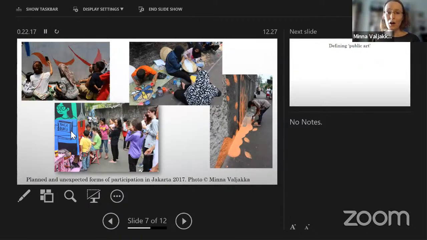But of course, there is always unexpected participation too. Unfortunately, a huge bucket of paint fell over and we couldn't clean it up. It was just running through the alley. What was absolutely beautiful was that the women living in the nearby houses just came out. They took the brushes and pencils and started to paint the wall. No one told them to. They just came and started to do that.